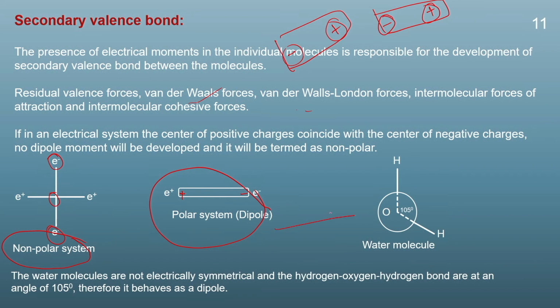As we talked about earlier, an example is the water molecule. The water molecule is not electrically symmetrical. Here we can see in this diagram that the hydrogen-oxygen-hydrogen bonds form an angle of 105 degrees, and because of this there will be a positive and a negative end of the water molecule. So this will be a dipole, or the water molecules are known as dipolar, and this secondary bond is generally responsible for holding the water molecules together, in comparison to other bonding in a clay water system.